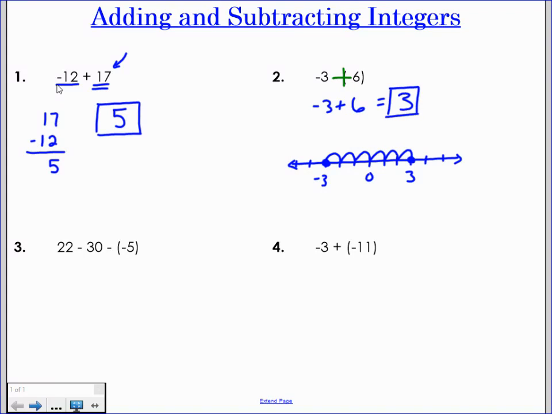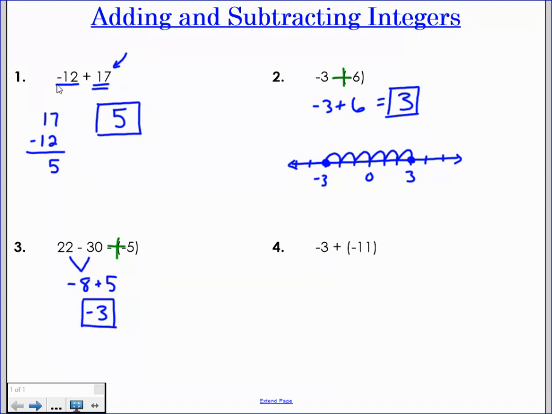Take a look at the next one, number 3. Got 3 numbers now. First thing, I would very, very quickly realize that I have a minus negative, which means addition. Okay, let's focus on the first two numbers here. I have 22 minus 30. Remember, the rule says subtract them and keep the sign of the bigger number. So 22 minus 30 is going to be negative 8. And then I have negative 8 plus 5. Remember, because minus negative just means addition. Negative 8 plus 5. Again, I could do a number line. I could use the mental rule. Negative 8 plus 5 is going to give me a solution of negative 3.